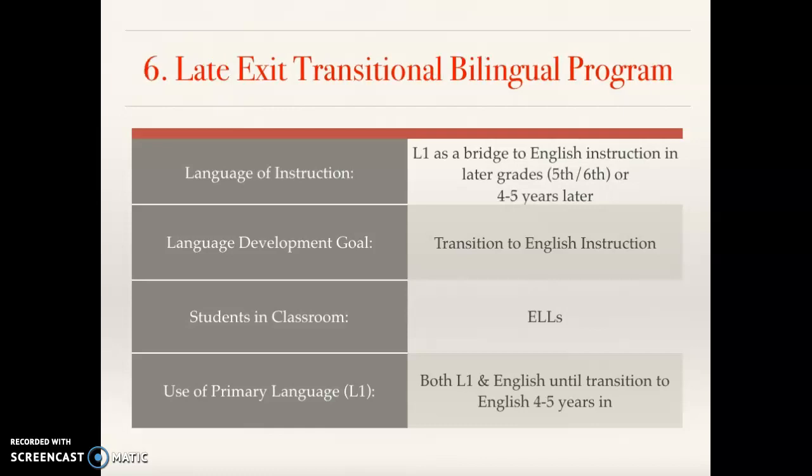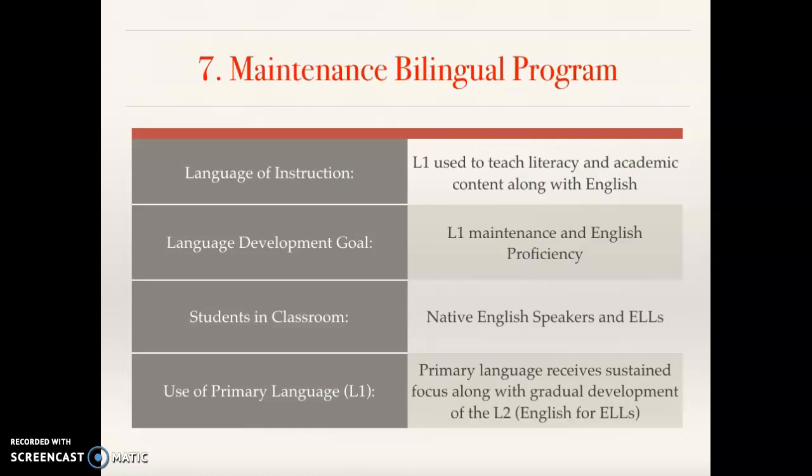The sixth one, Late Exit, is a similar structure, but the students are given 4 to 5 years, or 5th to 6th grade rather than 2nd to 3rd, to transition to English-only instruction. Also just ELLs, just 4 to 5 years instead of that 2 to 3.